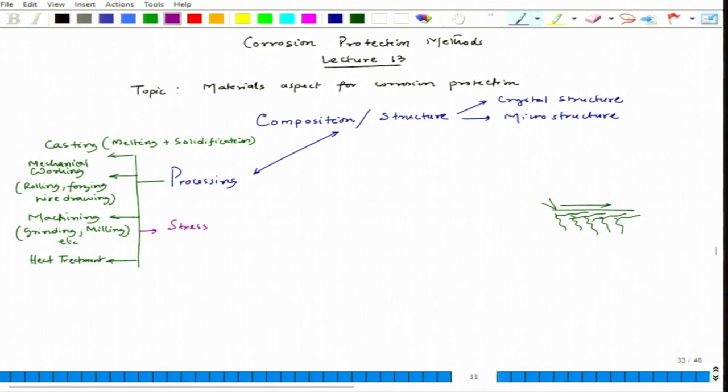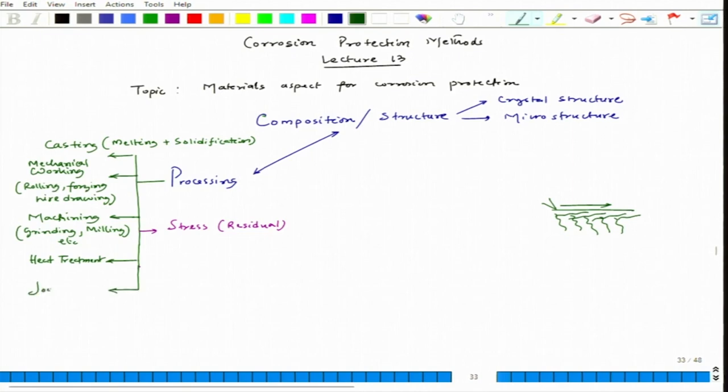All those factors can introduce stress, and this stress is residual in nature. And that residual stress can be bad or can be good. For example, we missed one more thing, which is welding. So let us consider that welding part.